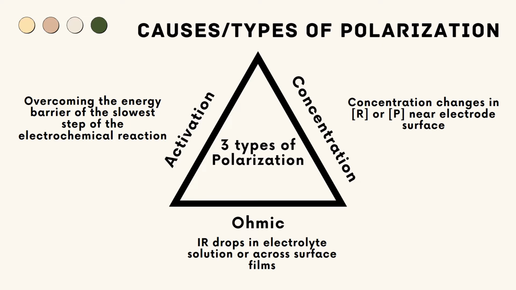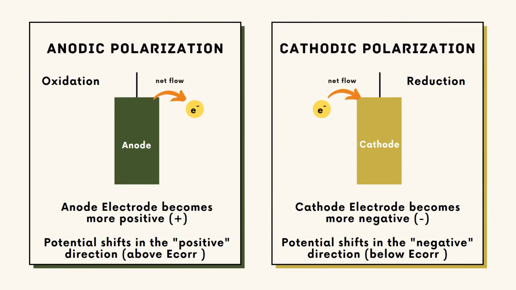Concentration polarization occurs when there is a concentration change of reactants or products near the electrode surface. It is controlled by the diffusion gradient in the electrolyte. Ohmic polarization describes the potential drop due to the high resistance of electrolyte solution or across the surface films. Polarization can occur at both cathode and anode.